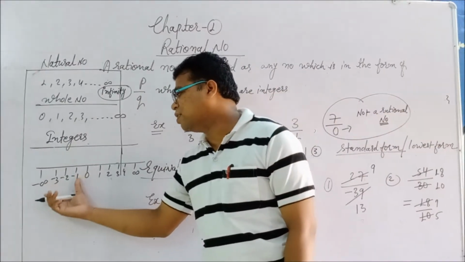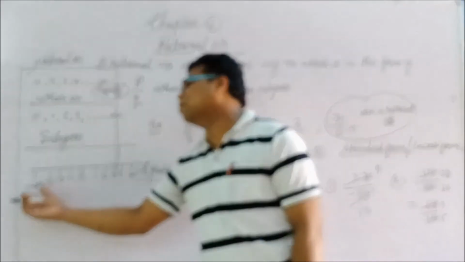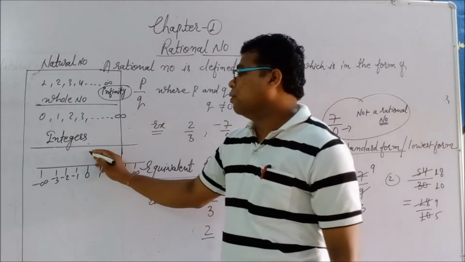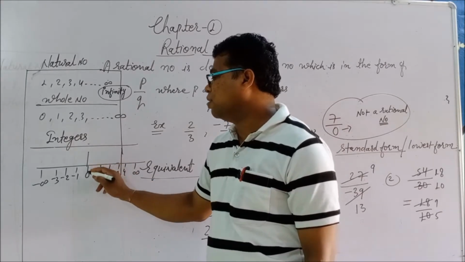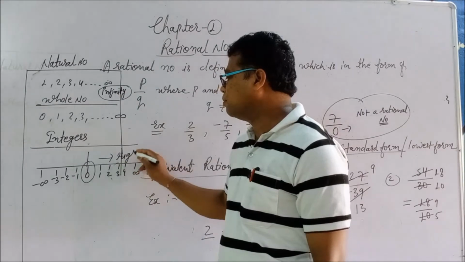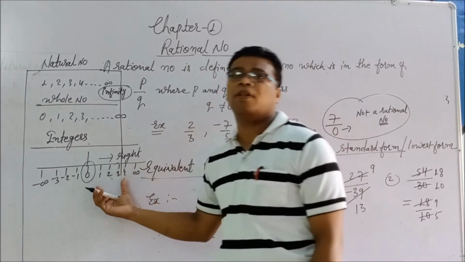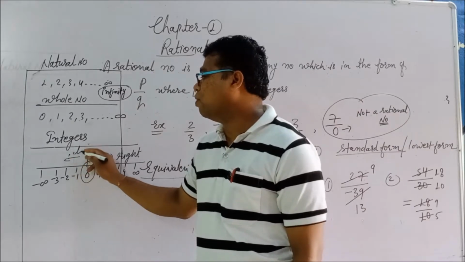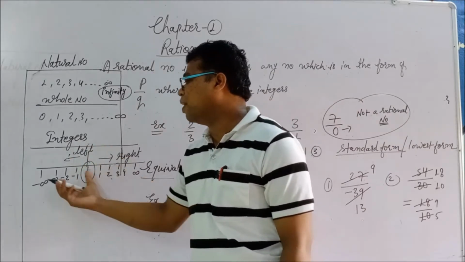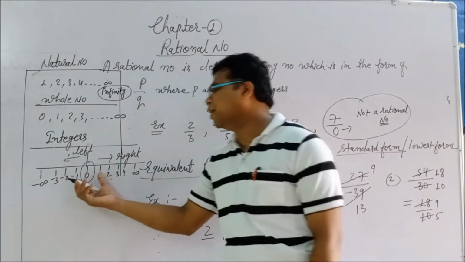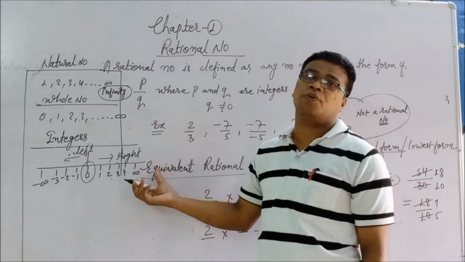Integers is the series of numbers which covers all the numbers from minus infinity to plus infinity. Here in the center, 0 we have to write down. On the right-hand side, all the positive numbers we have to take, and on the left-hand side all the negative numbers we have to take. And it is the thing which covers all the negative numbers and all the positive numbers.